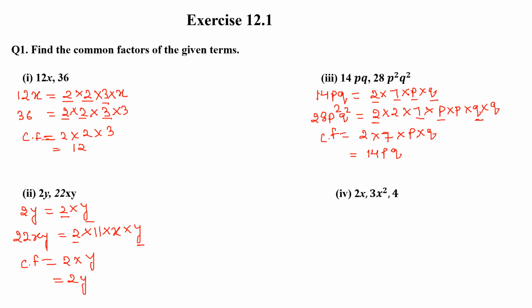Now fourth one, 2x we can write as 2 into x. 3x² I can write as 3 into x into x and 4 I can write as 2 into 2. But I am not able to find any common factor which is present in all the three terms, because 2 is present only in the first and the last term. x is present only in the first term. So I'm not getting any common factor. But you know that 1 is the factor for all the numbers. So if you are not getting any common factor, the common factor will be 1. From here I can write the common factor is 1.